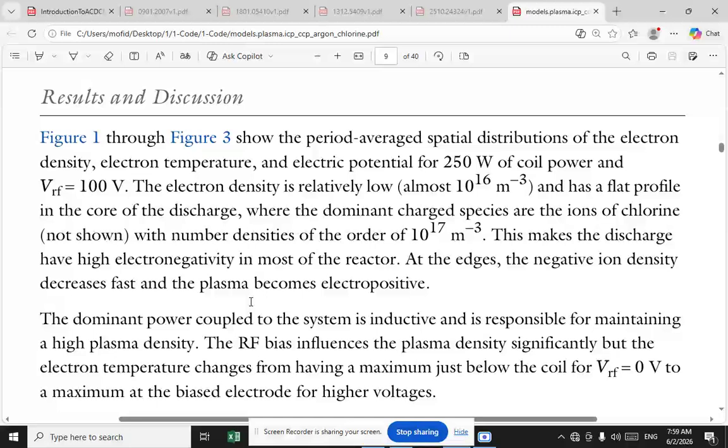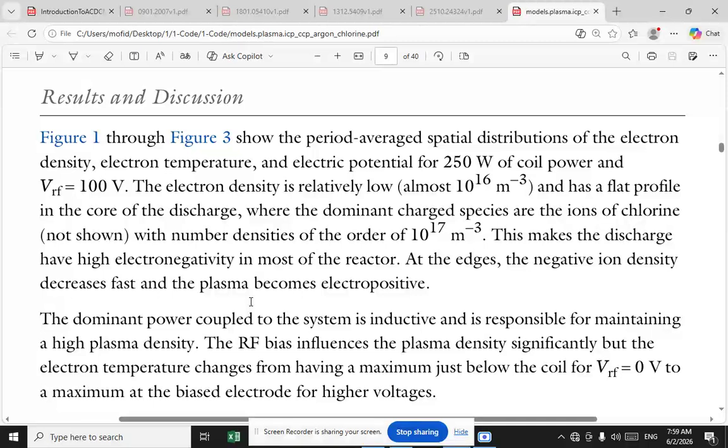Figure 1 to Figure 3 show the period average spatial distribution of the electron density, electron temperature, and electric potential for 250 watts of coil power and a radio frequency voltage equal to 100 volts.